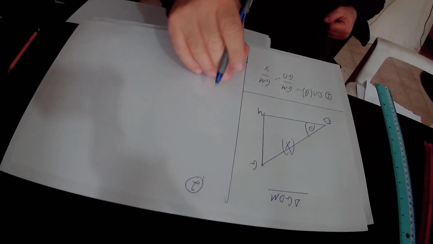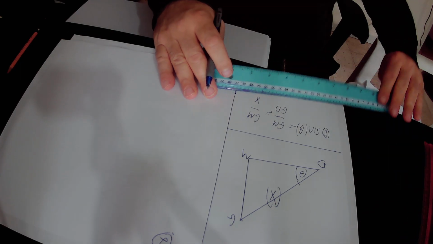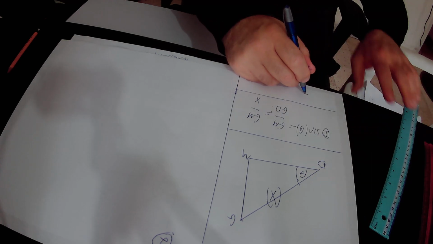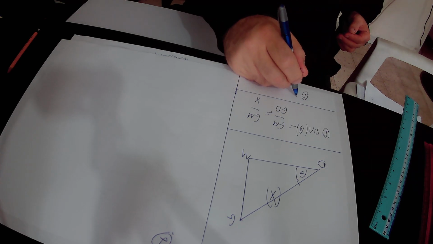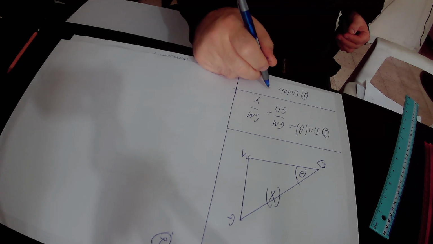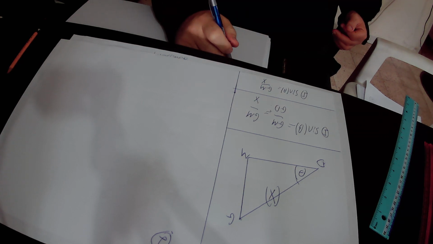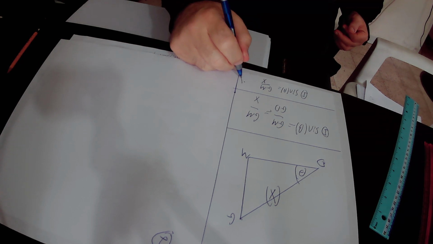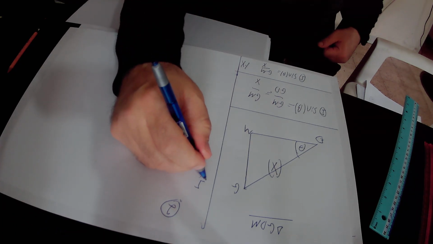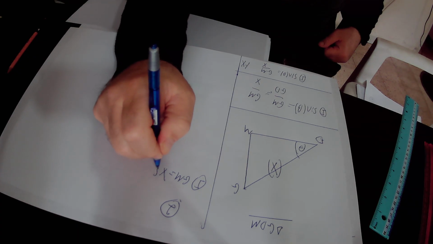So we found out that according to equation 1, sine theta equals GM over x. Here we multiply this equation 1 by x, and finally we get that GM, according to equation 1, GM equals x times sine theta.